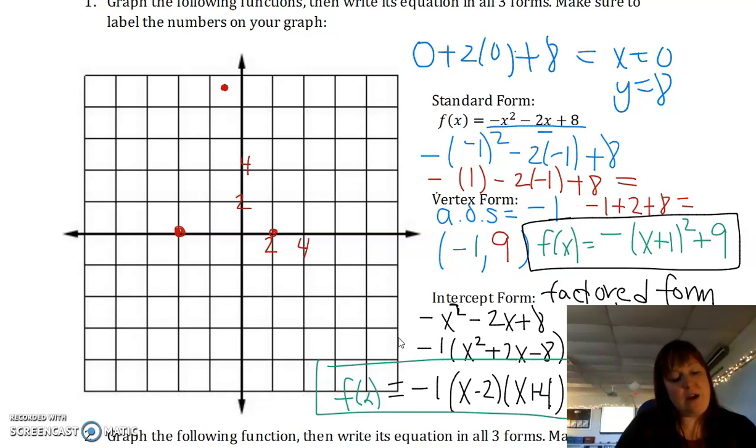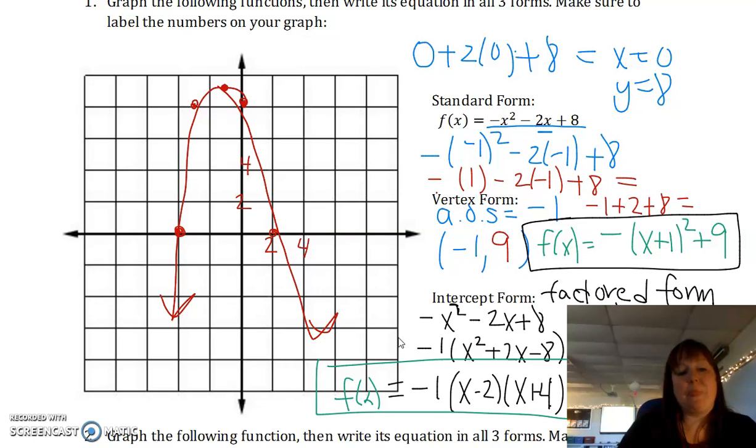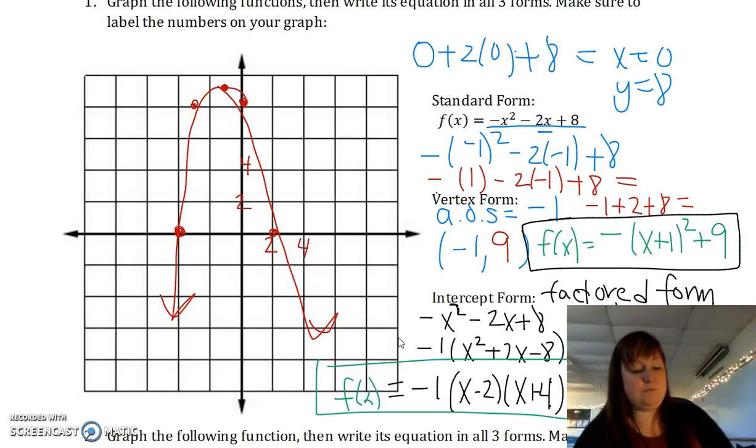So that means I can graph that point, right? X equals 0, y equals 8. That would be right here. And then I can reflect that same point across the axis of symmetry. This one's not super precise, but there you go. That's how you graph and switch back and forth between standard and intercept.